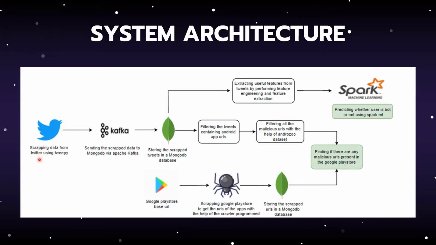As you can see in this architecture, first, with the diagrammatic representation of the Twitter logo, we show that we are scraping data from Twitter using TweetPy, and then sending it to Kafka, then to MongoDB. After that, we are using feature extraction to extract everything, and then predicting whether the user is a bot or not using SparkML. On the other hand, there's the Google Play Store base URL running, which will be scraping Google Play Store to get the URLs of the apps with the help of the crawler program, and then storing the scraped URLs in the MongoDB database.